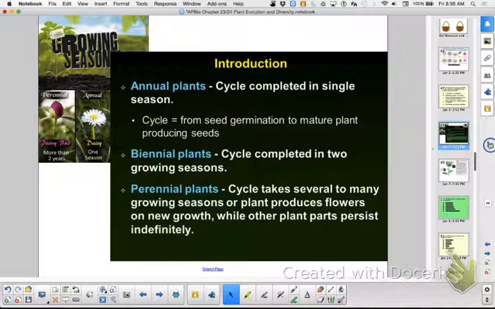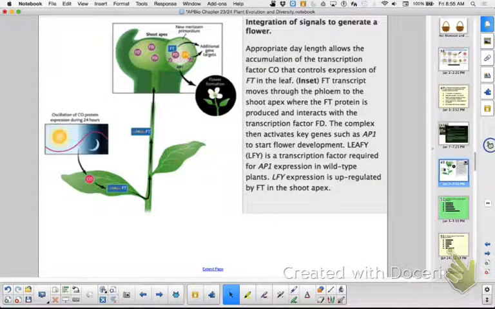Does that make sense to you? Okay. Think perennial or permanent or something along those lines. Okay. We're going to talk more about hormones and flowering in the process. We're going to talk more about that in our hormone chapter.